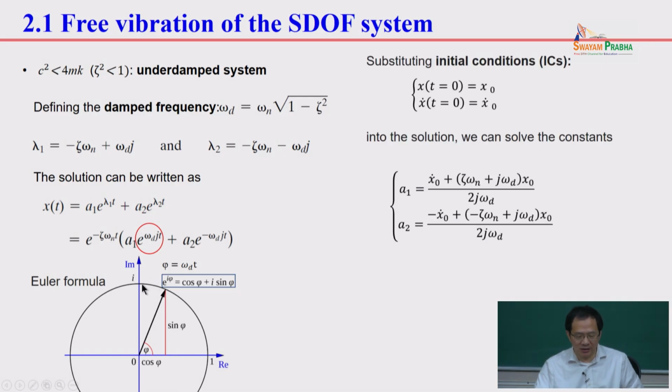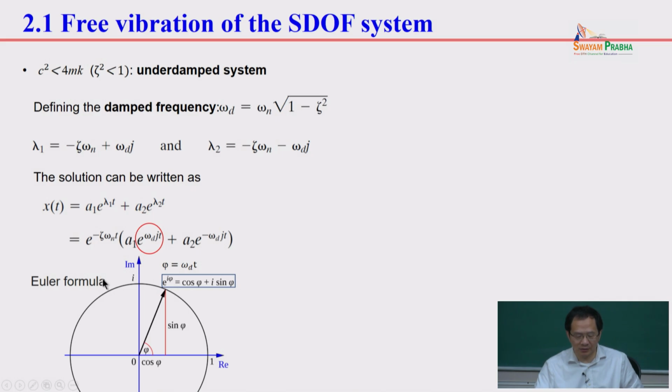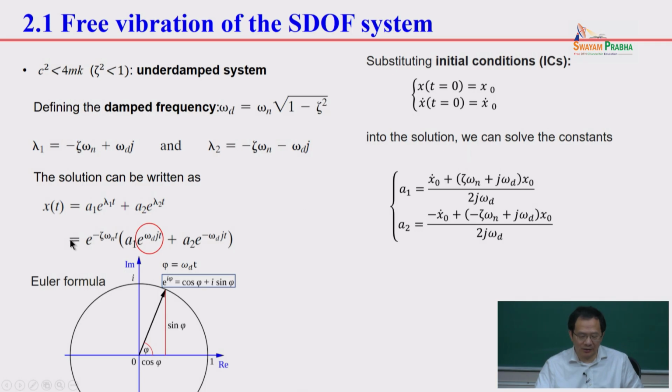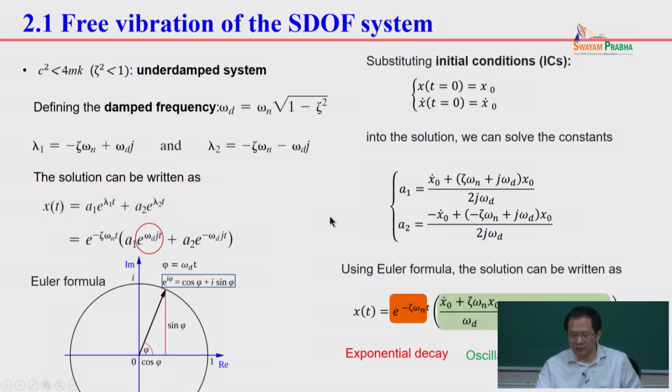That is a unit circle, right? So using the Euler formula, we can write e to the j omega t as cosine omega t plus j sine omega t. Sometimes we use i, sometimes j, same. Okay, in that way, we can combine the solution. Here A1, A2 will depend on the initial condition. So after that, using the Euler formula plus the initial condition, you get the solution here.